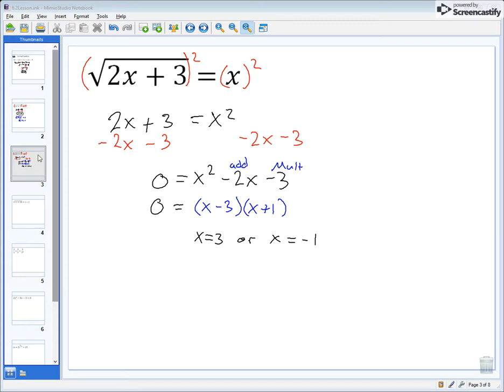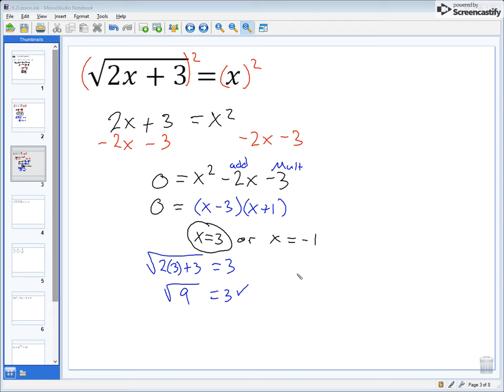Now again, we want to plug these back into the original problem to see if they both work. So if we plug in a 3, that means we have the square root of 2 times 3 plus 3, and does that equal 3? So 2 times 3 is 6, plus 3 is 9. Does the square root of 9 equal 3? Yes, it does, so that is a solution. That one works.